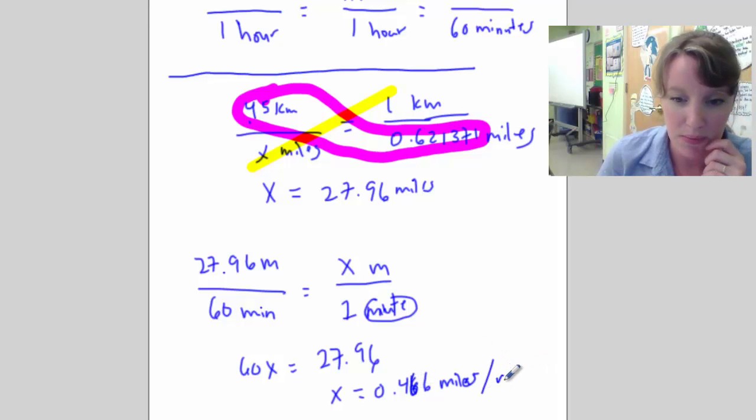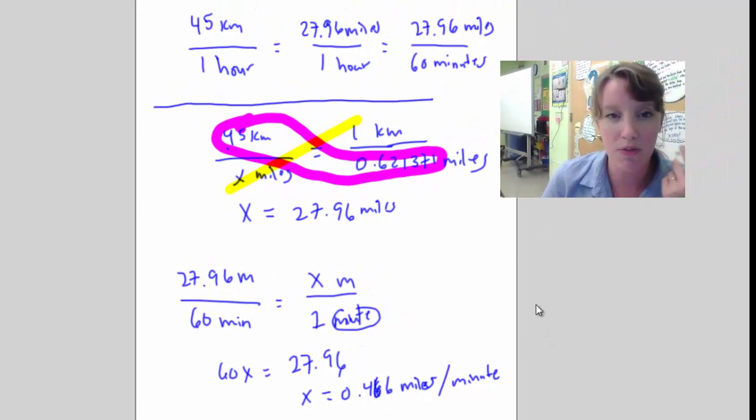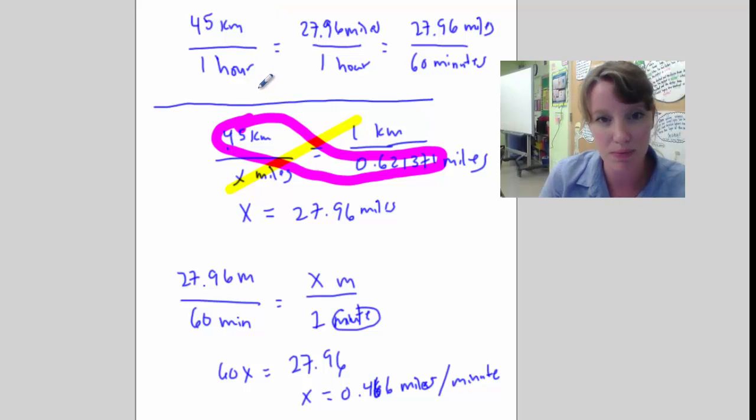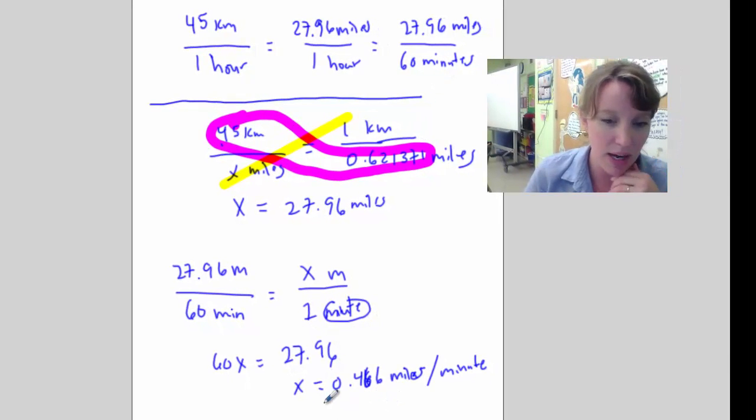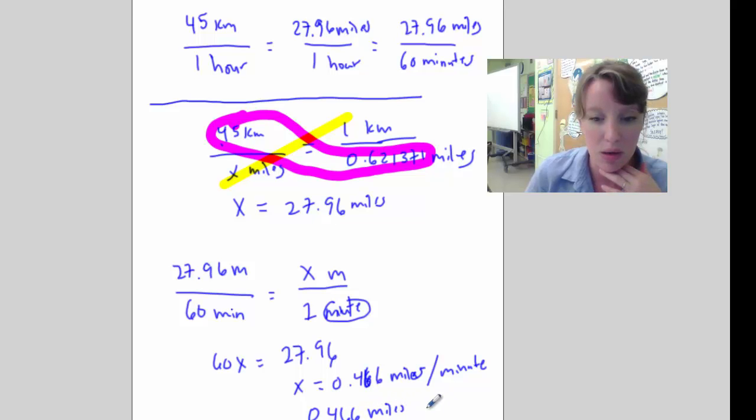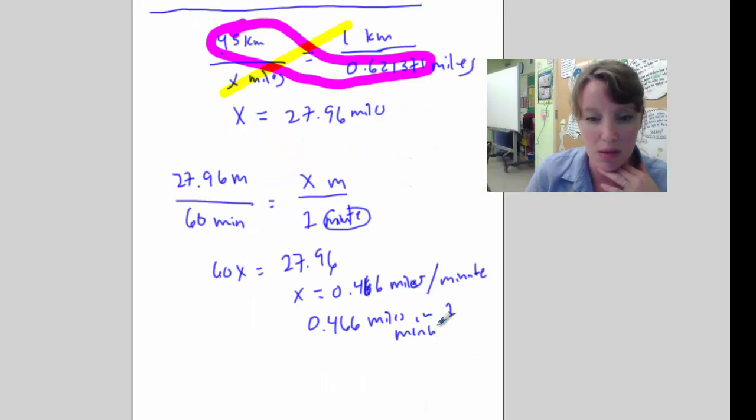Per minute. All right, so what we were looking for is, if we were given 45 kilometers in 1 hour, it's going to be 27.96 miles in 1 hour. And so if you're going 26.17 miles in 1 hour, it's about, let's say, 30 miles in 1 hour. If you have 30 over 60, it's about 0.5. So it makes sense that our answer would be 0.466 miles in 1 minute. Okay, so that's the answer there.